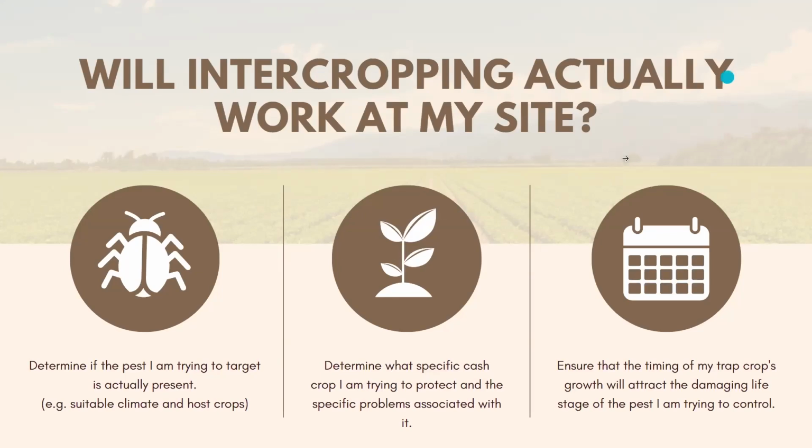So if your pest is a problem in the fall, it wouldn't make sense to do your companion planting in the springtime. Or if the pest is a big problem early on in the season and you're slow getting your companion plant out, then that timing's not going to line up and you won't have success trying to manage that pest.